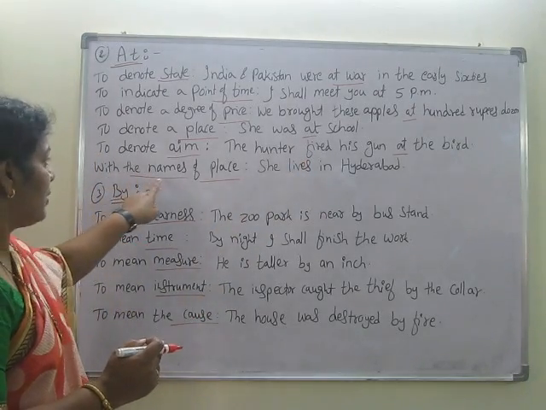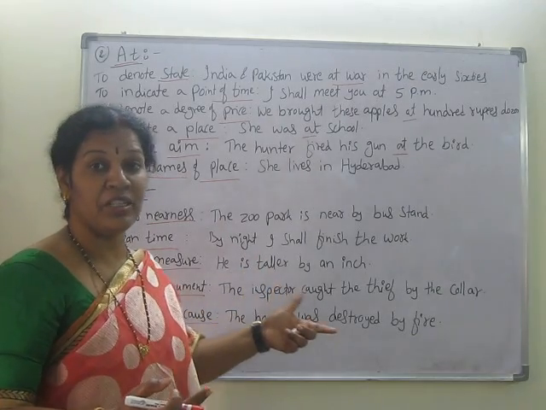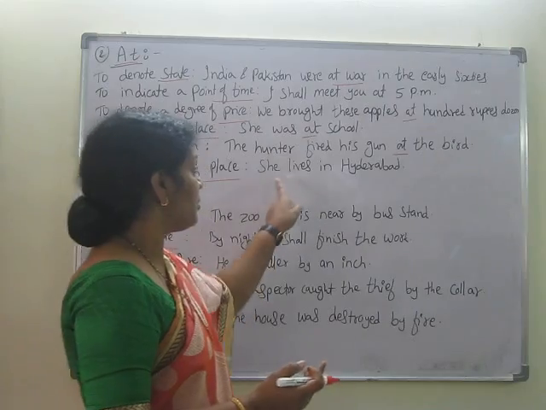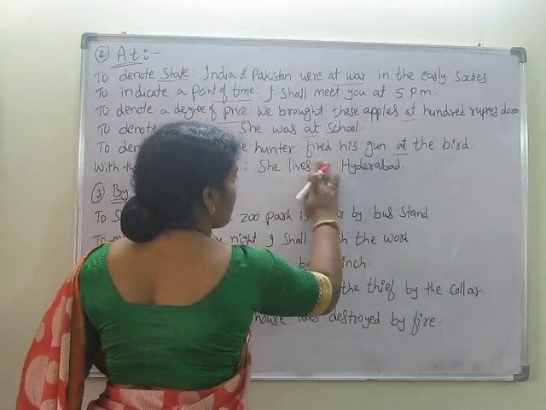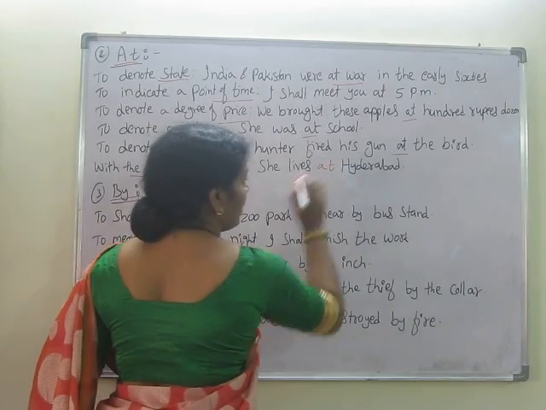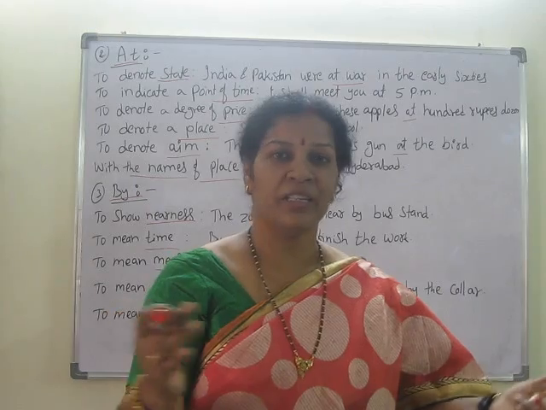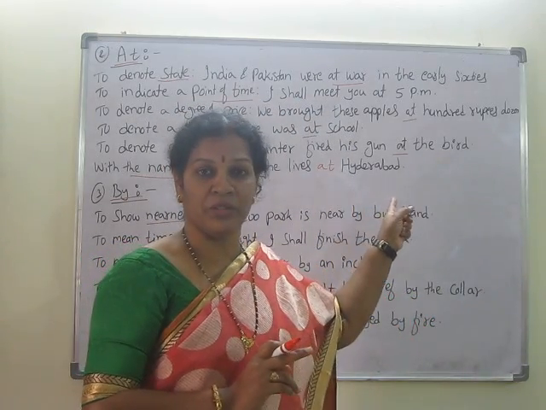Next one: with the names of places. Any particular place, you can say "at." She lives in Hyderabad. You can also say she lives at Hyderabad. She lives in Hyderabad or she lives at Hyderabad. Anything we can use. So this is about "at" and how we can use it.